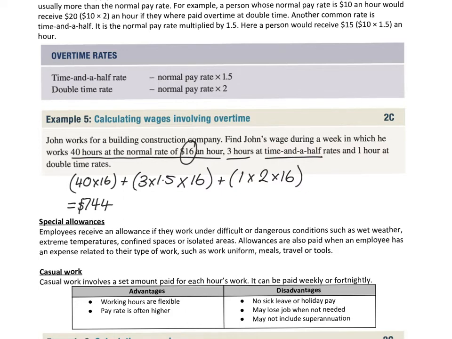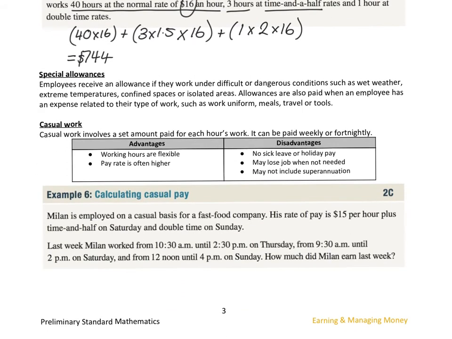Moving on to the next, which is special allowances. Employees receive an allowance if they work under difficult or dangerous conditions, such as wet weather, extreme temperatures, confined spaces, or isolated areas. So that probably would be more common with a trade, not so much like retail jobs that you do.